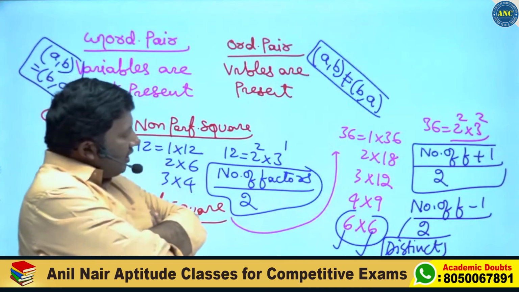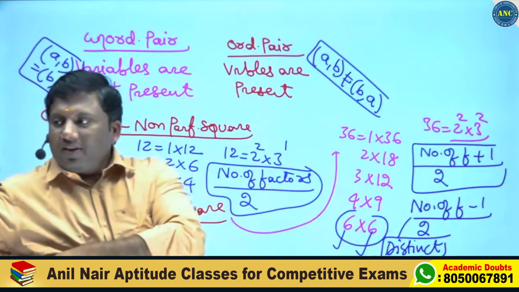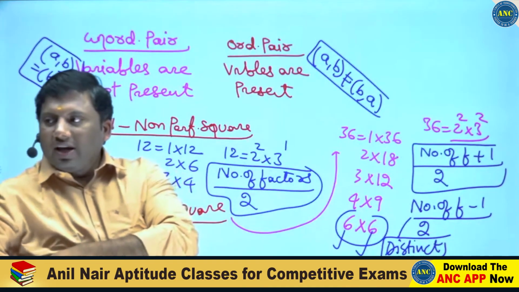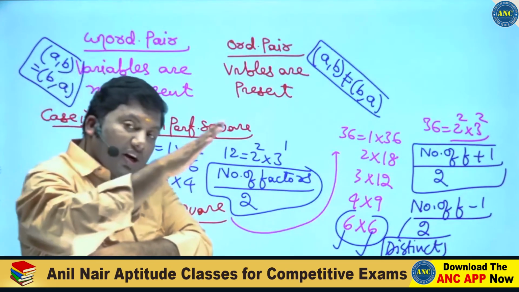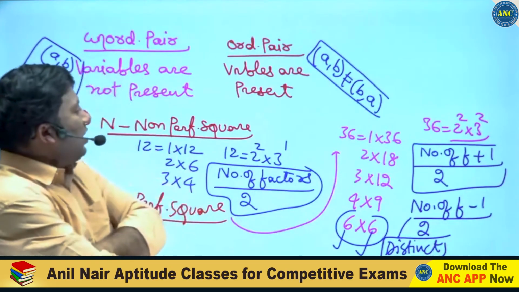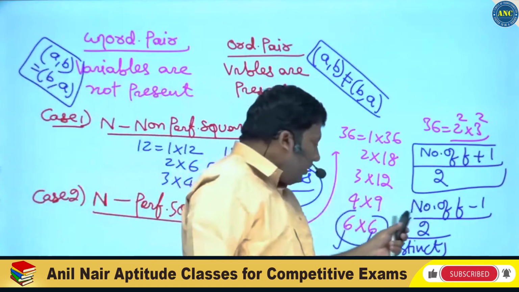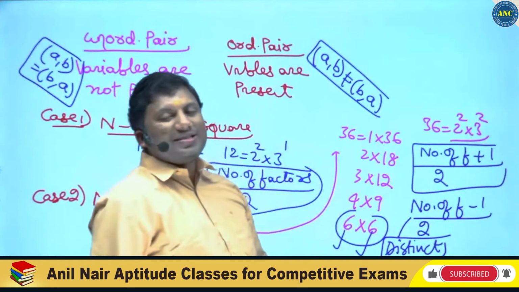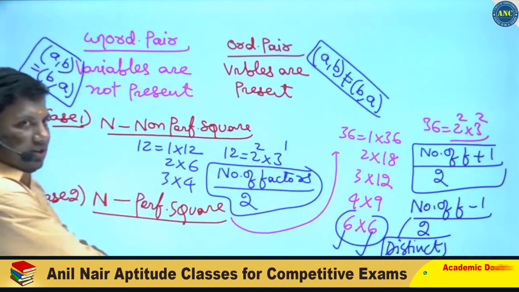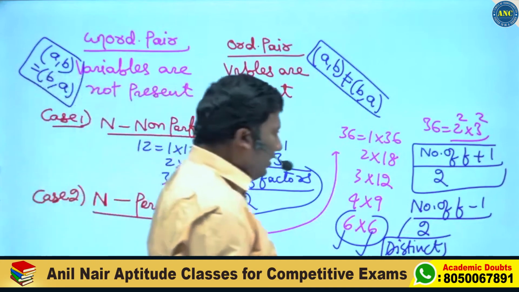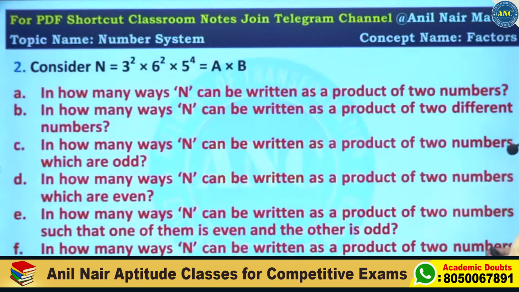36 is 2 square into 3 square. 3 into 3 is 9. Out of which 4 reverse cases we have eliminated. 4 plus 1, 5. Why did this minus 1 by 2 come? I do not want to write it as 6 into 6. I hope the idea is clear. Now let us solve this question.